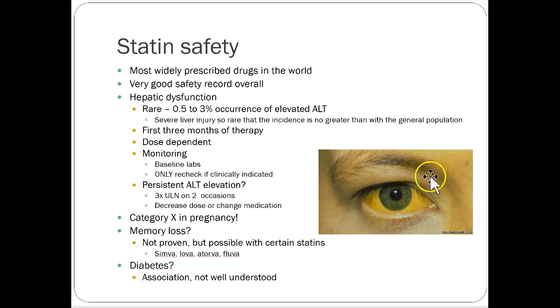So if your patient comes in and looks kind of like this, where they've got jaundiced eyes, it's probably a good sign to check them. Or if their INR is elevated for no reason, good time to check a panel. Or if they're bleeding or something, of course. Those would be things to look at. Usually we're looking at ALT elevation of about 3 times the upper limit of normal on 2 occasions. And if that's the case, you want to decrease the dose and see if that helps, or change the medication altogether. Statins are category X in pregnancy.